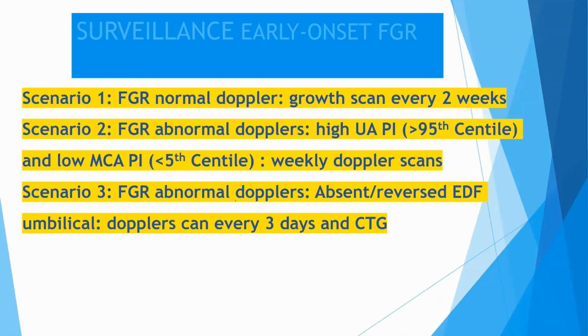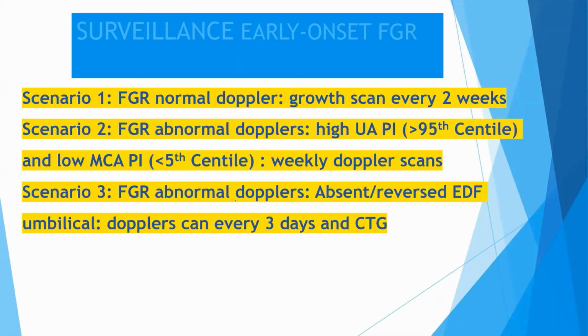The second scenario that we see is that the baby is small and also has abnormal Dopplers. In this particular case, scenario 2 is if only the umbilical artery Doppler is abnormal with a high PI, which is greater than the 95th centile, and also they have a low middle cerebral artery PI, less than the 5th centile. So these 2 Dopplers are abnormal. Then now we reduce the number of weeks. We say we scan them weekly. Every week we scan them and see whether the case remains the same as it is or whether it's deteriorating further.